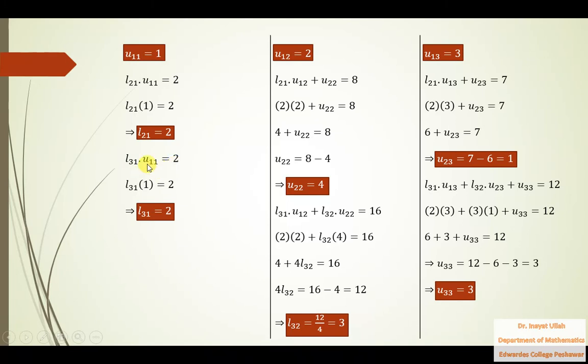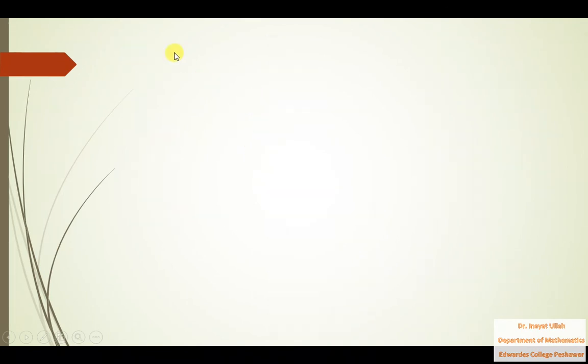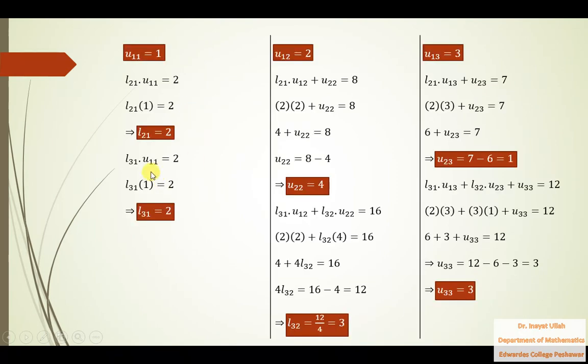From here we can replace u11 from there. u11 is 1, and ultimately L31 is equal to 2. And this is the second element of the third row of the left hand side, that is the second element of the third row from the right hand side.